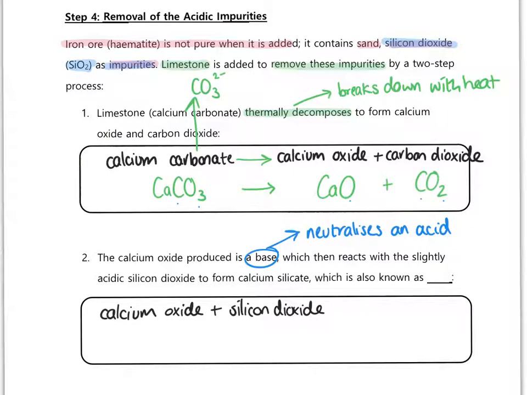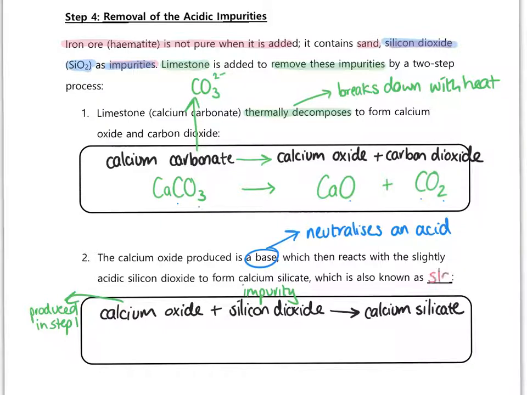So we have our calcium oxide, which we produced in step 1. That reacts together with silicon dioxide, which is our impurity, which we are trying to remove. And that forms something called calcium silicate. And here there is only one product. So essentially the calcium oxide and the silicon dioxide just bond together and form something called calcium silicate. That is also known as slag.